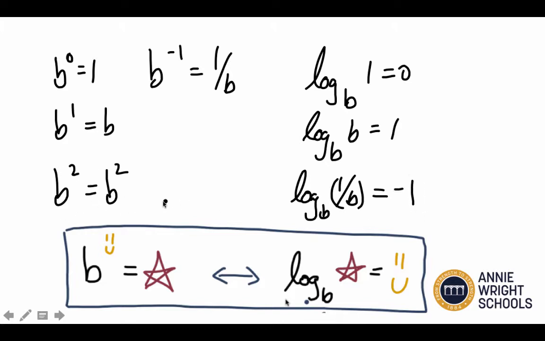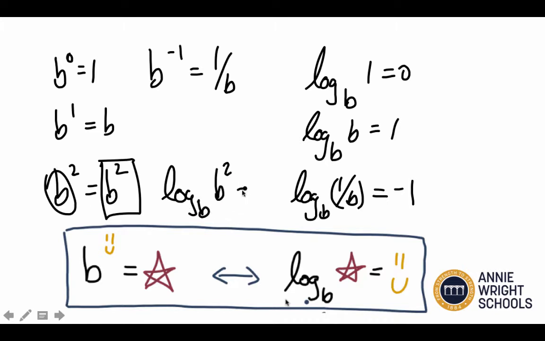Log base b of 1 over b is equal to negative 1. And I saved this one for last because it looks a little tricky. If you use this side here as the exponential side and you use this whole thing as star, log base b of b squared equals 2. And that should be pretty obvious. What power do you have to raise b to get b squared? You've got to raise it to the second power.